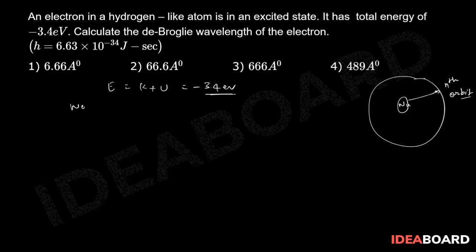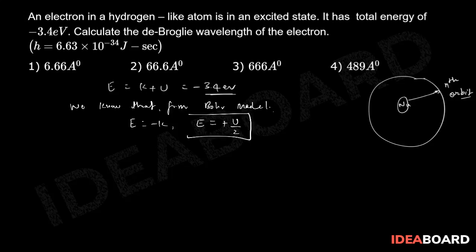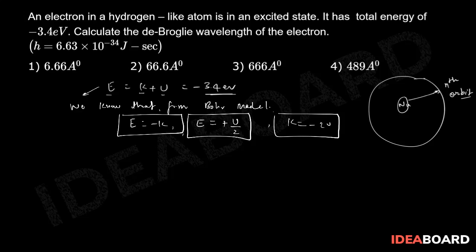We know that from the Bohr model, E is equal to minus K, and E is equal to U by 2, and we also know that K is equal to minus 2U, correct? So first of all, these three relations between energies, where K is kinetic energy, U is potential energy, and E is total energy.